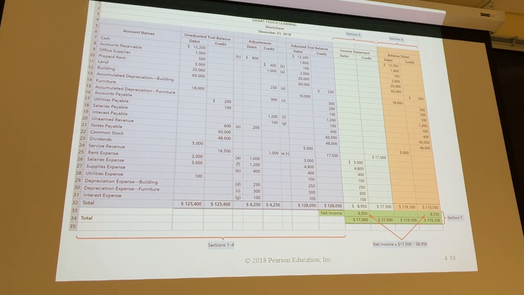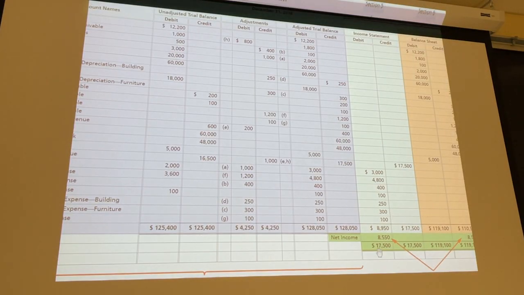So then what we do to force the columns to be equal is we add the amount of net income for the period at the bottom of the debit column for the income statement. You see where that's added here. And adding net income there at the bottom, in fact, does make the debit column equal to the credit column.